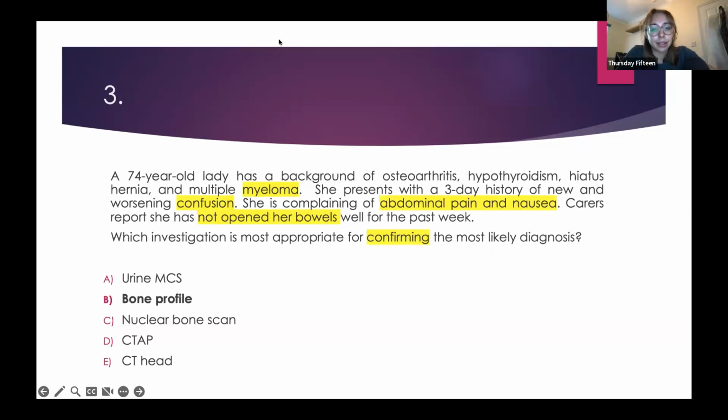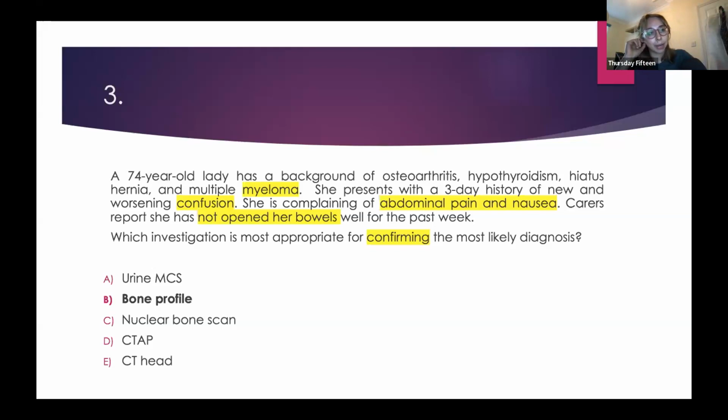So A is incorrect, which doesn't report any dysuria. B is the correct answer because we want to know whether this lady has a high calcium or not, given her diagnosis of myeloma. A nuclear bone scan would not confirm that the diagnosis is hypercalcemia. It might show, so in myeloma, the osteoblastic response to bone destruction is kind of negligible. It doesn't often show up on the scan. It might show areas of reduced uptake, but it doesn't show kind of METs necessarily. So it wouldn't confirm a diagnosis of hypercalcemia, if you see what I'm saying.